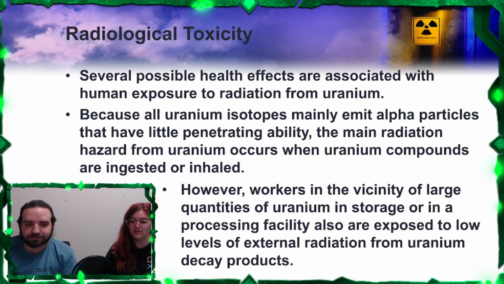So there are several possible health effects associated with human exposure to radiation from uranium, but because all uranium isotopes mainly emit alpha particles, they don't really have much penetrating ability. The main radiation hazard comes from ingested or inhaled uranium, as talked about with the chemical. However, workers in the vicinity of large quantities of uranium in storage or in a processing facility are also exposed to levels of external radiation from uranium decay products.